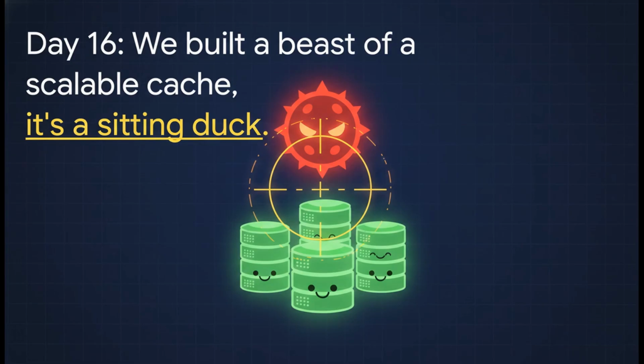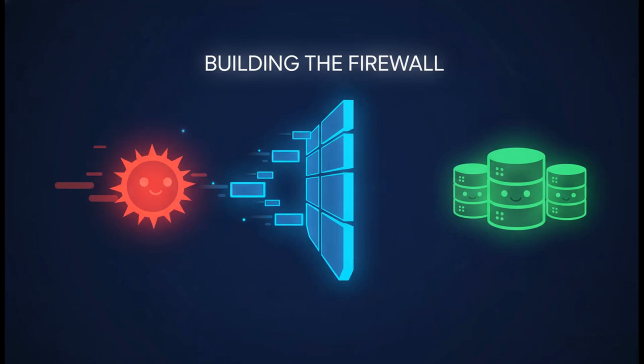So if you remember from day 16, we built an absolute beast, a massively scalable cache using consistent hashing. It's super fast, it's efficient, but let's be totally honest with ourselves. Right now, it's a sitting duck. A single bad actor, one runaway bot, could bring that entire beautiful system crashing to the ground. So, today we fix that. The mission is simple. It's critical. We build the firewall. We're going to protect our API and make our system truly resilient.